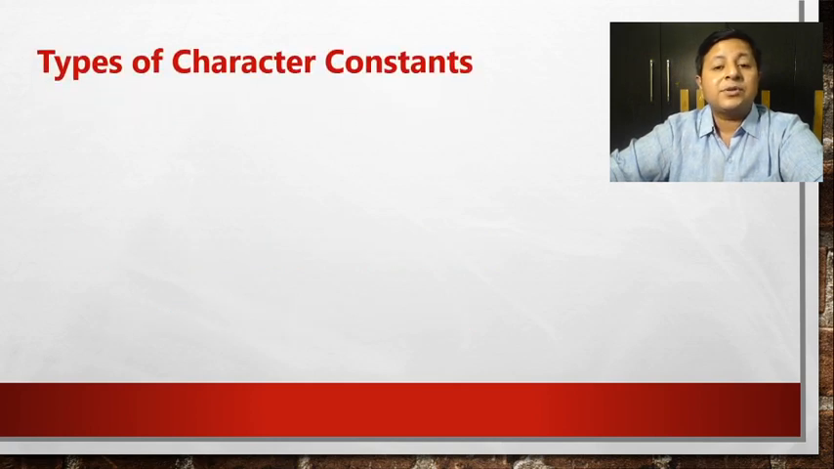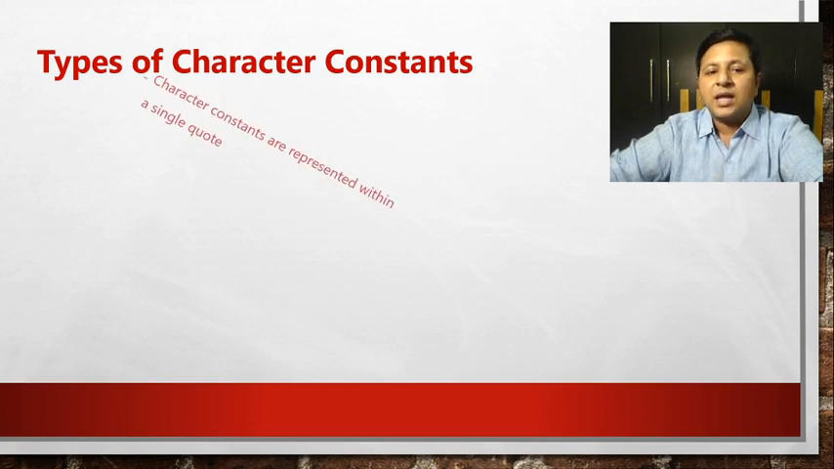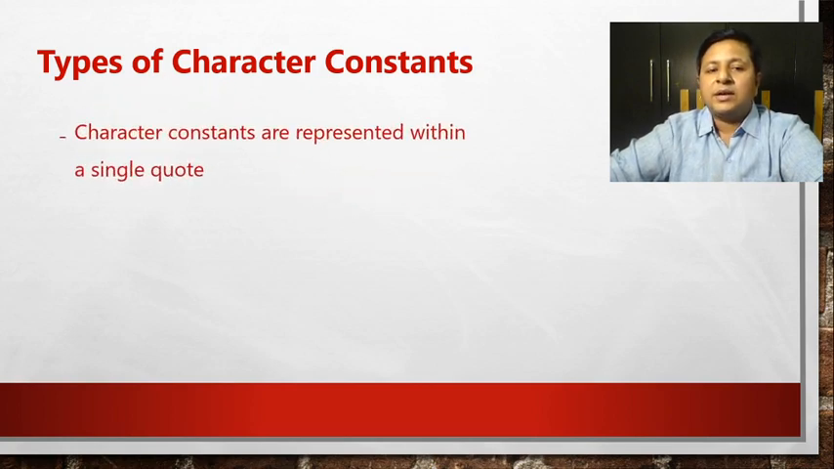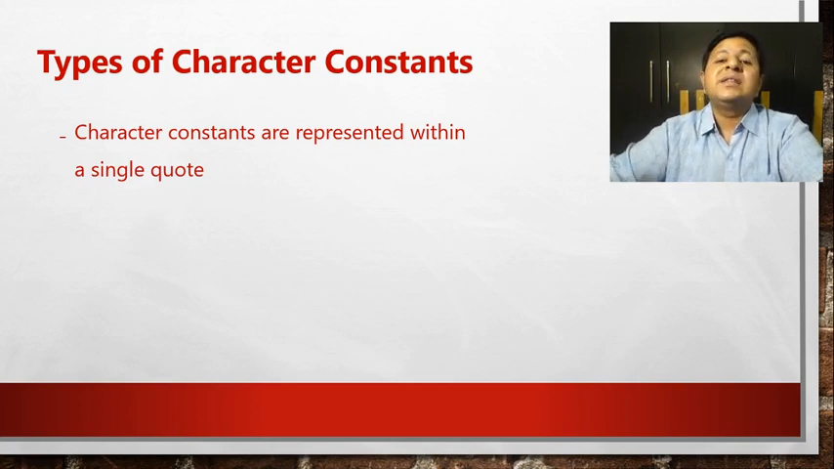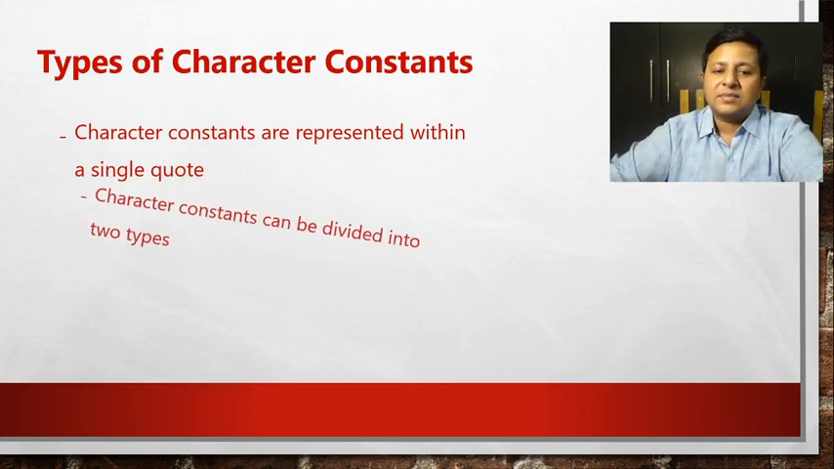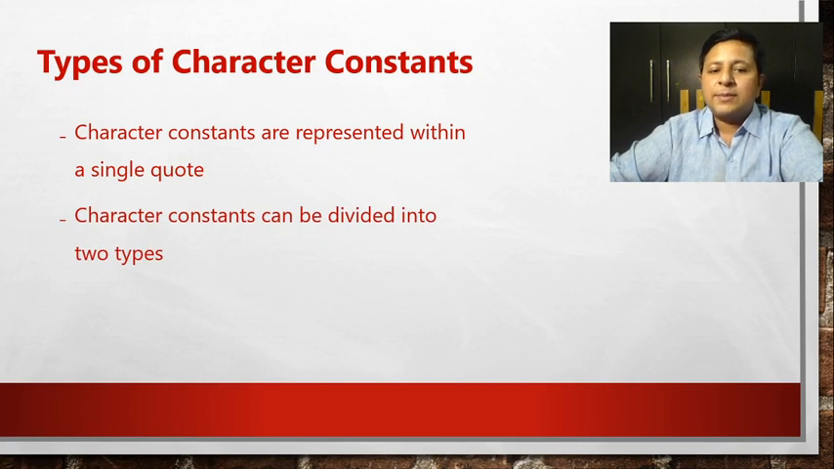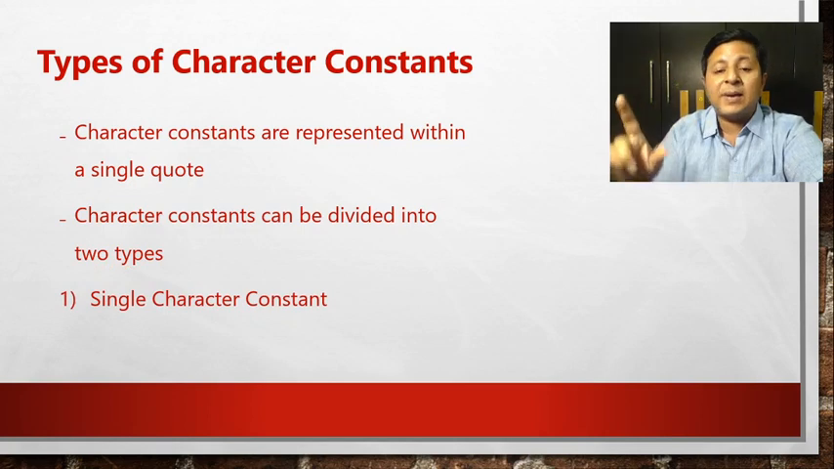So first of all, types of character constants. Character constants can also be further divided. All of you know that character constants are represented within a single quote. Ideally, within this single quote, we expect only one character to be present, and if that happens, they are called single character constants. As I said, there are two types. The first one is the single character constant, where within the single quote I expect only one character to be present. But there are exceptions.